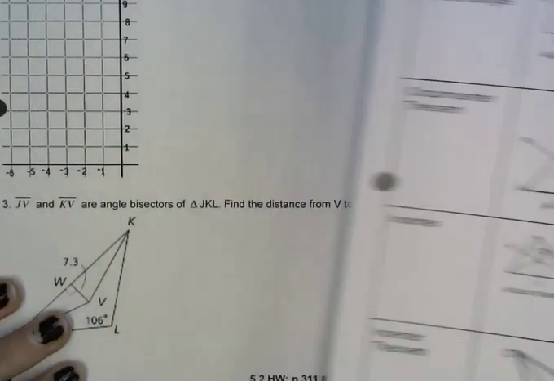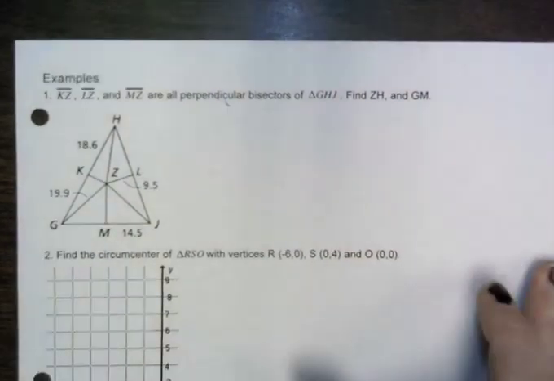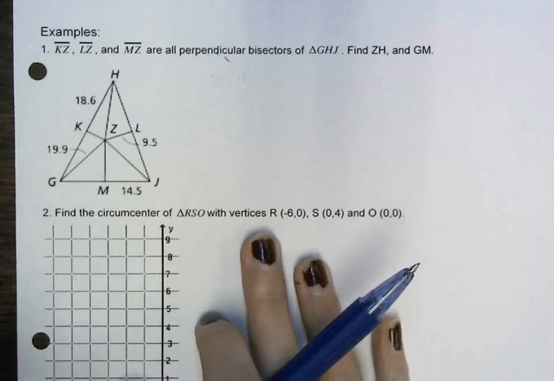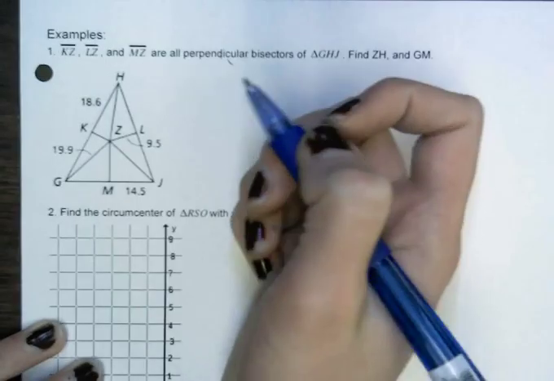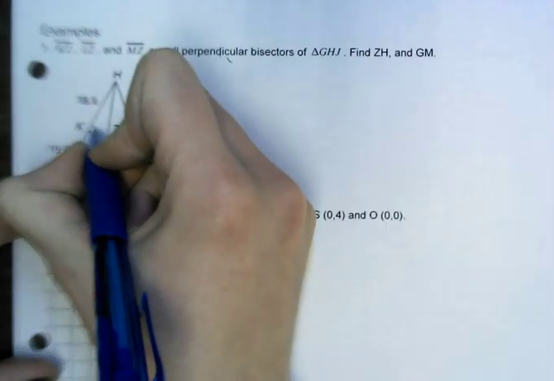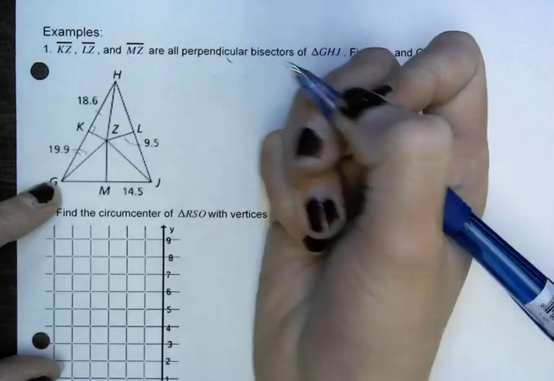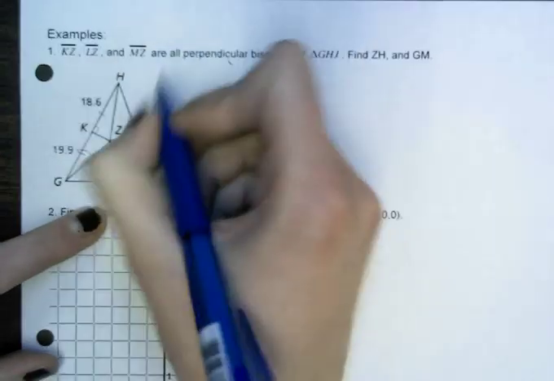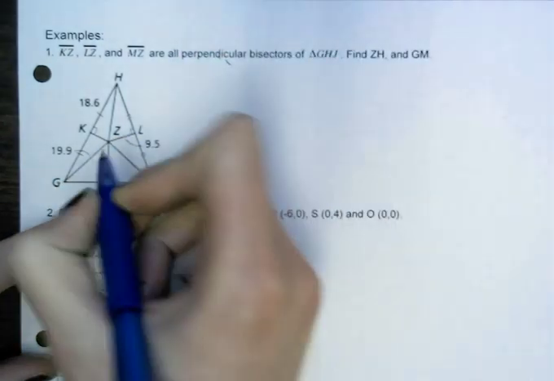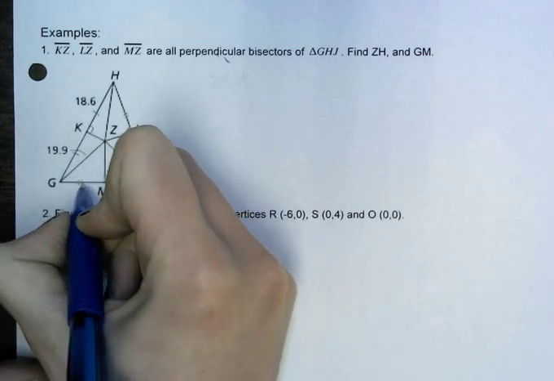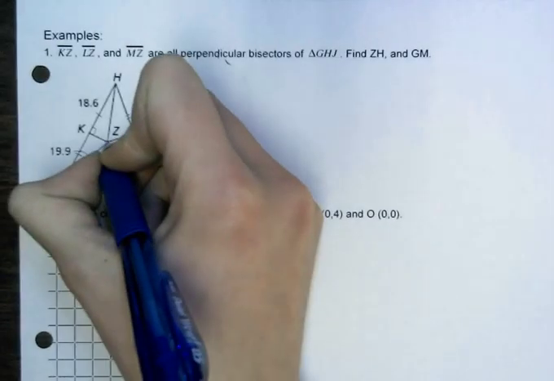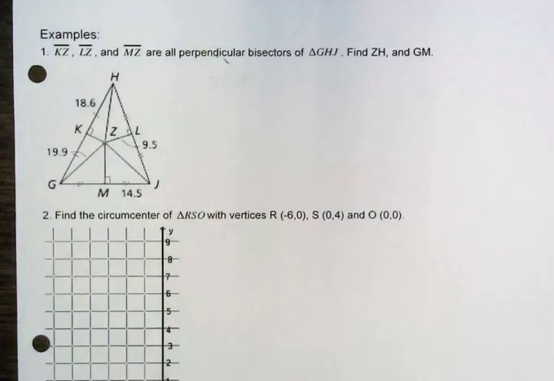Okay, so we're going to use those two theorems to solve some problems. Okay, so in number one, I'm told that these are all perpendicular bisectors, meaning, or sorry, not all of them. KZ is a perpendicular bisector, meaning that's 90 degrees and it's bisecting. LZ is a perpendicular bisector, so that's perpendicular and bisecting. And MZ, so perpendicular and bisecting. So this is my circumcenter, because it is where all three of those intersect.